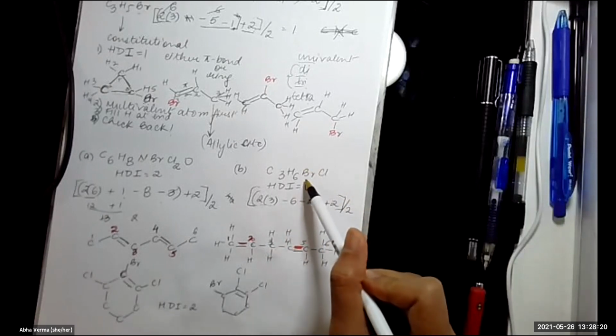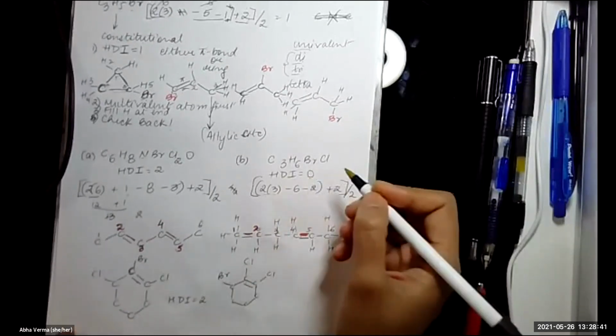So for this particular structure, can you suggest a framework, Larion? Will there be pi bonds? Will there be a ring? Or will it be just a regular linear structure? Just a linear structure. It will be just a regular linear structure.